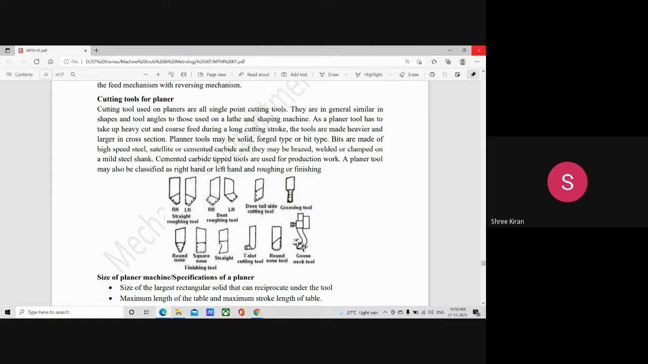The round nose, the square nose, and the straight finishing tools are mainly used for finishing cuts. And the dovetail cutting tools are mainly used for cutting dovetails.